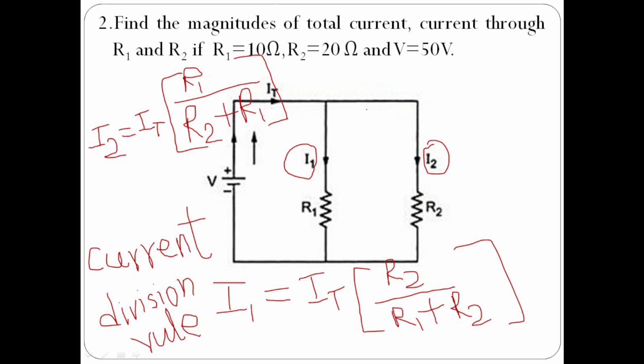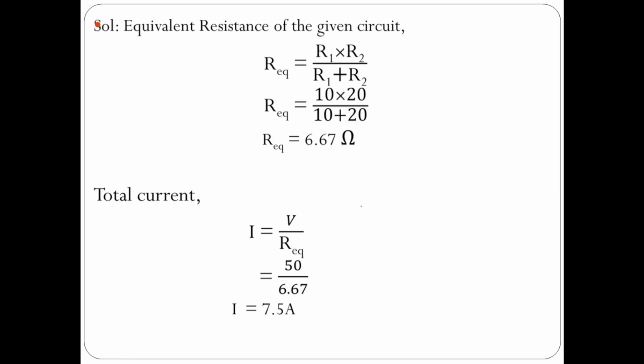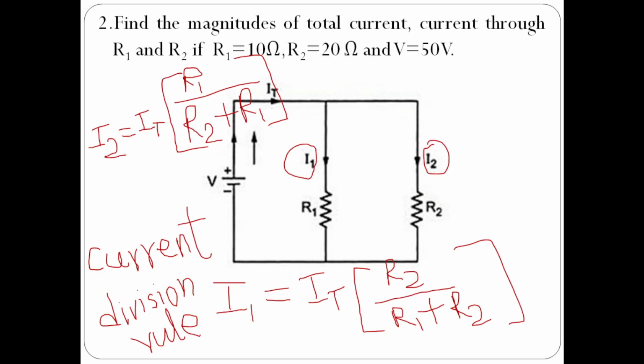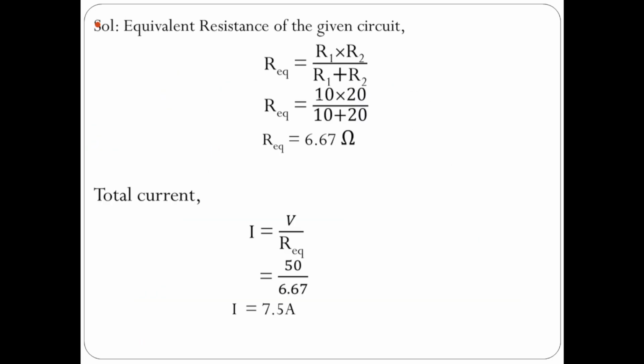Now, R1 and R2 are connected in parallel, so let us determine the R equivalent. R equivalent is equal to R1 into R2 by R1 plus R2. R1 value is 10 ohms, R2 value is 20 ohms. So 10 into 20 by 10 plus 20. Solve it, you will get R equivalent, which is the total resistance in the circuit.